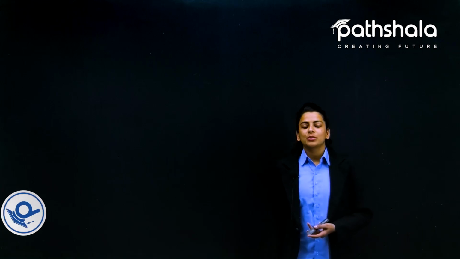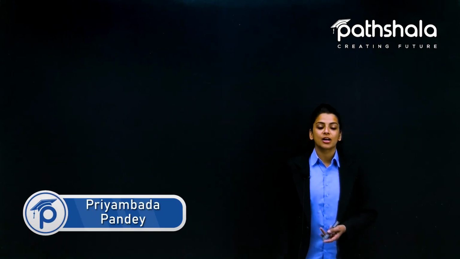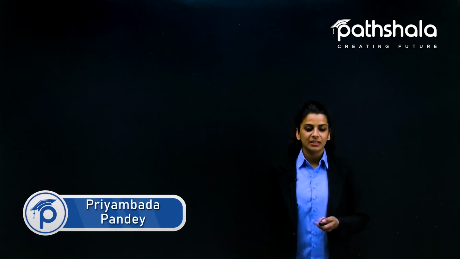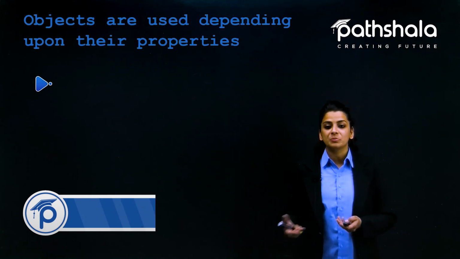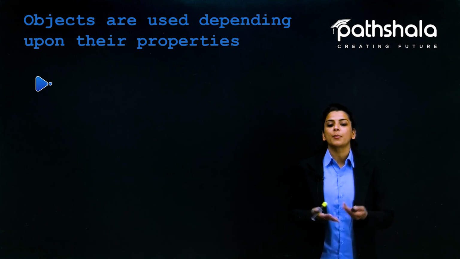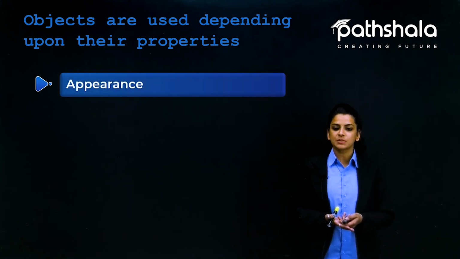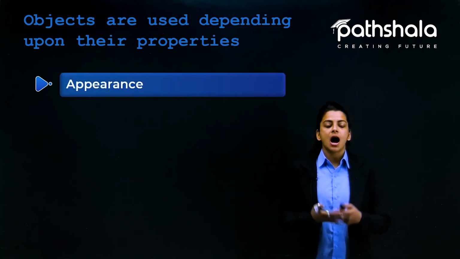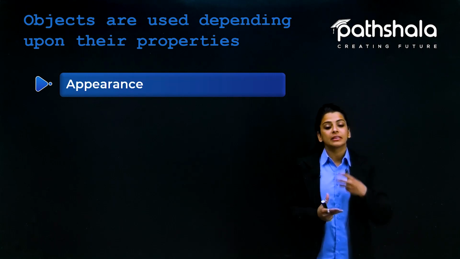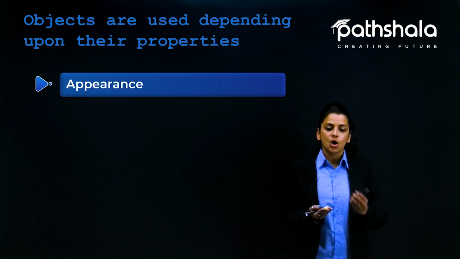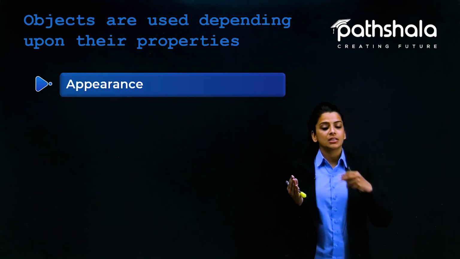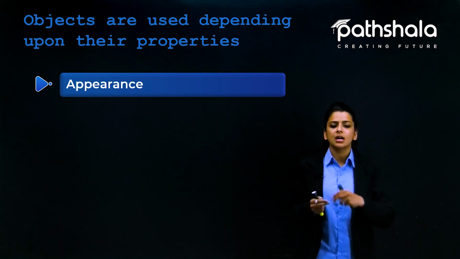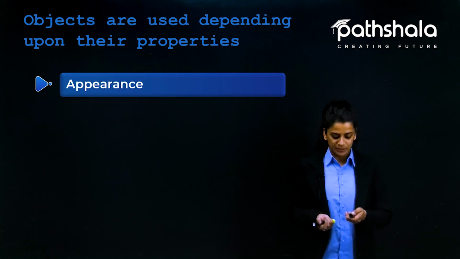So let's read about the properties of the substances according to which they are grouped in different categories. So yes, the next topic is objects are used depending upon their properties. So first property is appearance. How an object looks, दिखने में कैसा है? Is it transparent, opaque, translucent? Depends. So accordingly, जैसा भी appearance होगा object का, accordingly we will use that object.